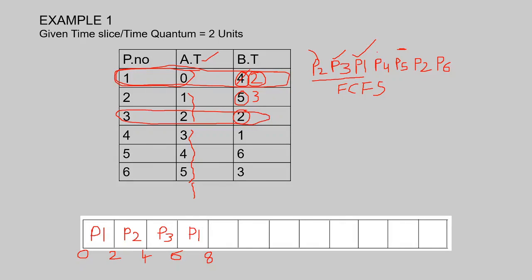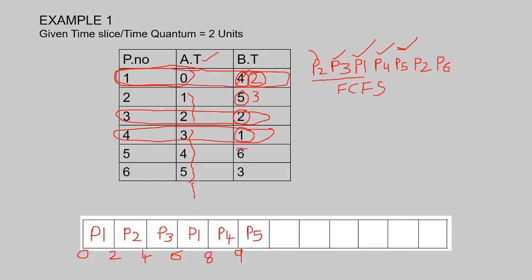So now select another process from the queue, that is P4. Allocate it. P4's burst time is only 1 unit, so it will finish its full execution. Process P4 also you don't put in the queue now, because it has finished its full execution. Now select another process from the queue, that is P5. Allocate the CPU to P5.